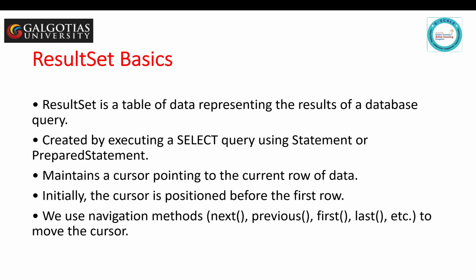Result set is essentially a table of data returned by a query. When you execute a select statement, Java stores the result in a result set object. It has a cursor that points to the current row. By default, the cursor is before the first row. And we use methods like next, previous, first, and last to move it around.